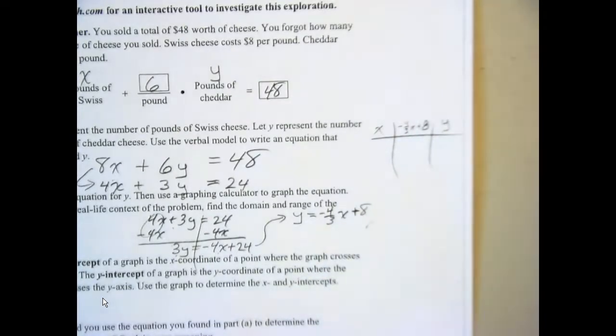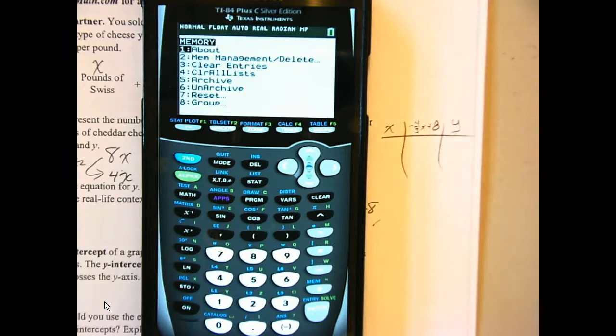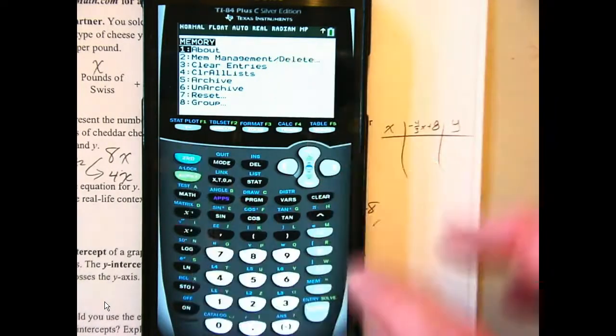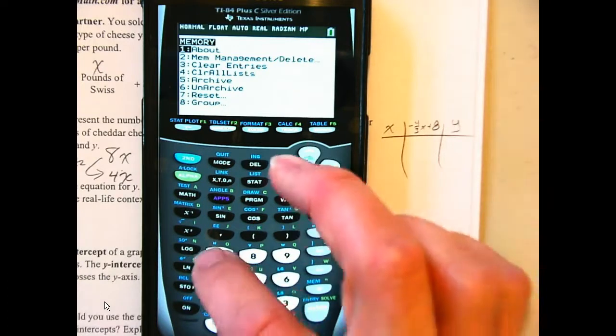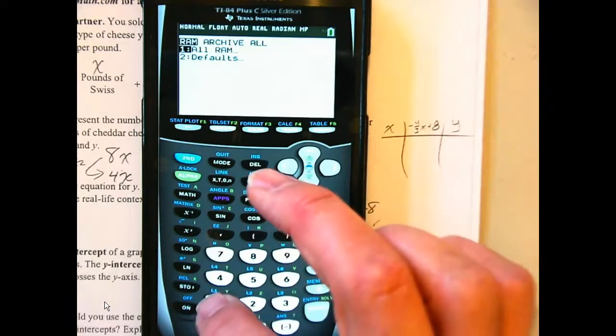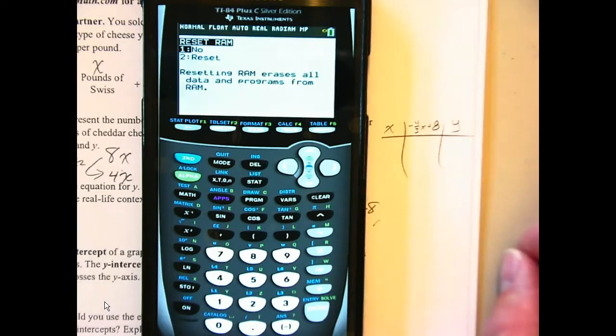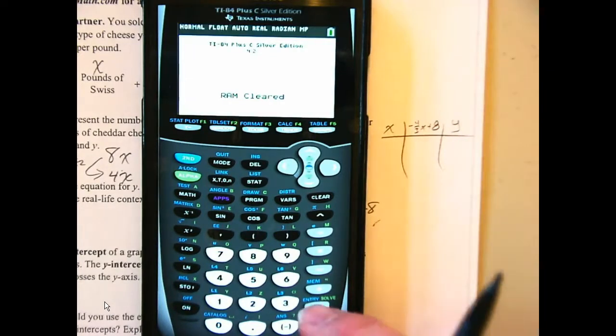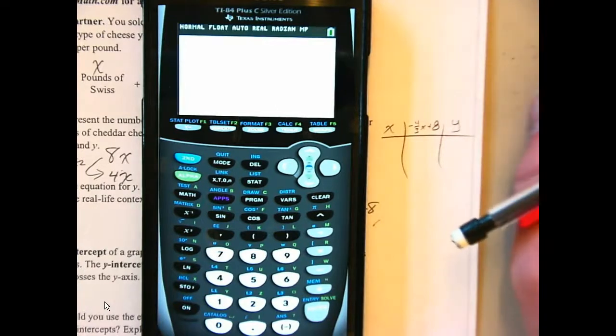If you have a graphing calculator, go ahead and take it out now. If you don't have one, you should come over and borrow one quickly. So we've got our graphing calculator. In order to reset our memory so that we're all at the same place, go second plus 7, option 1, and then 2. Second plus 7, 1, 2. Okay, and it clears your RAM. That puts everyone at the same starting place.